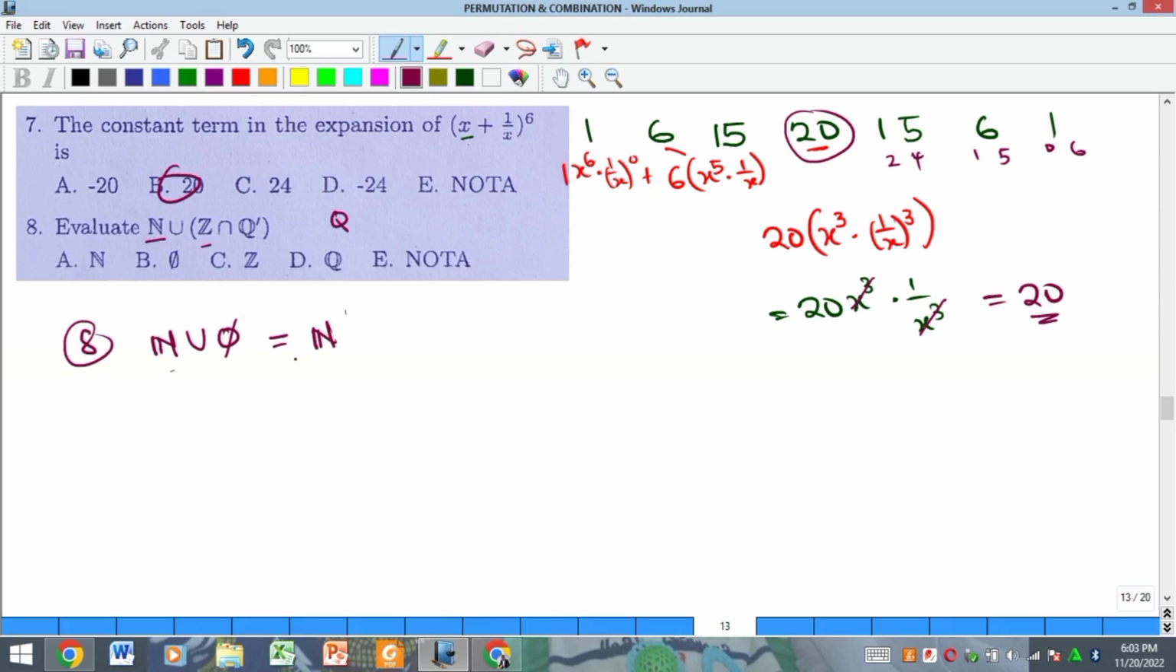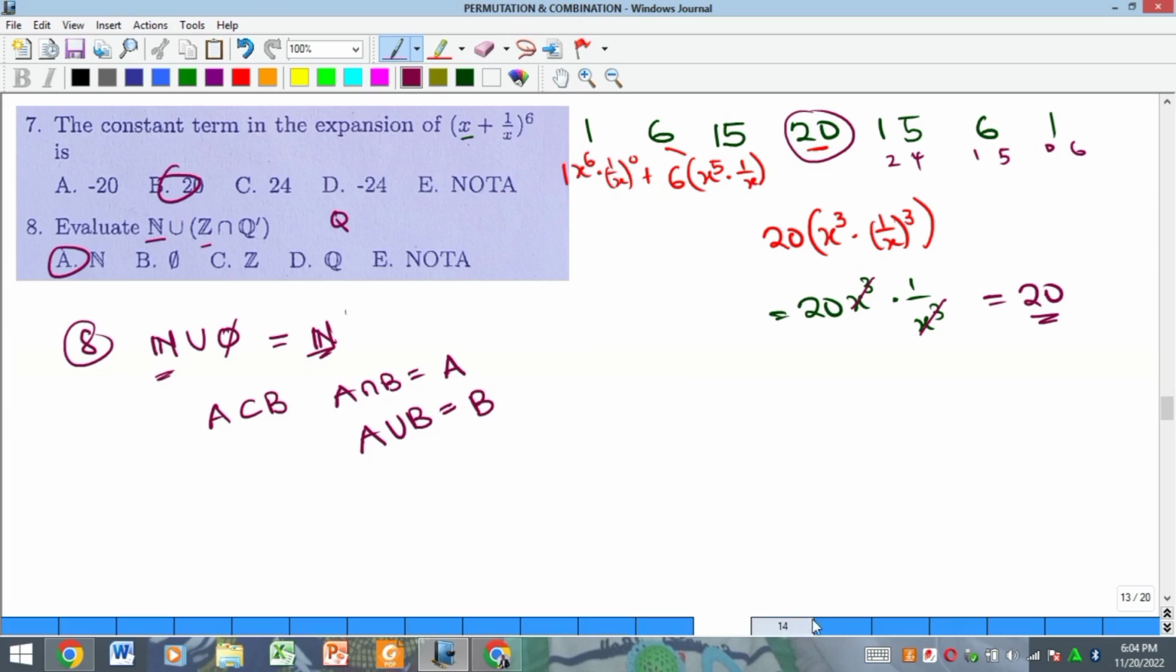Remember that how to handle this is that if a set is greater than another and is containing it, then their union will be the greater set. But if a set is smaller than the other and is inside, for example, if A is inside B, then if I take A intersection B, I am going to get the smaller set, which is A. If I take the union, I am going to get the bigger set, which is B. All right, and that's how we got our N here, which is option A.